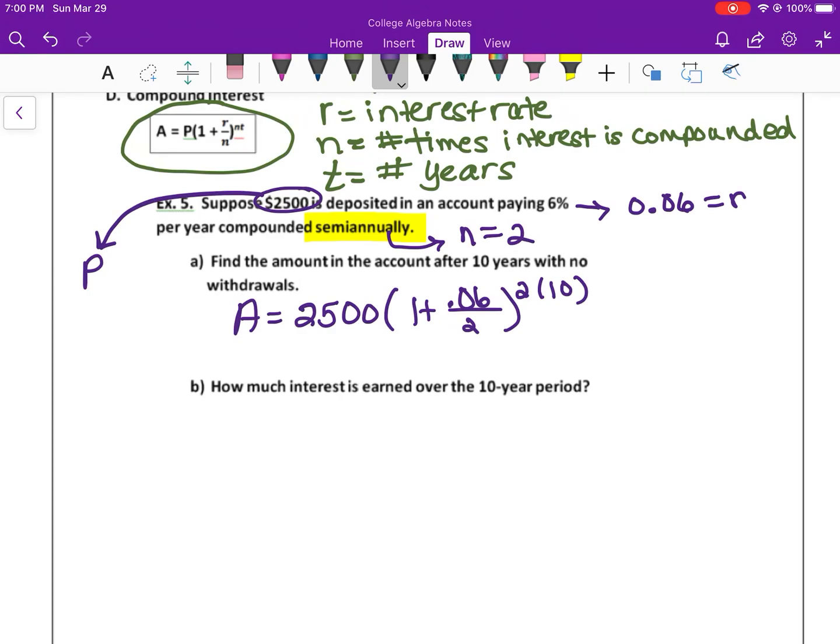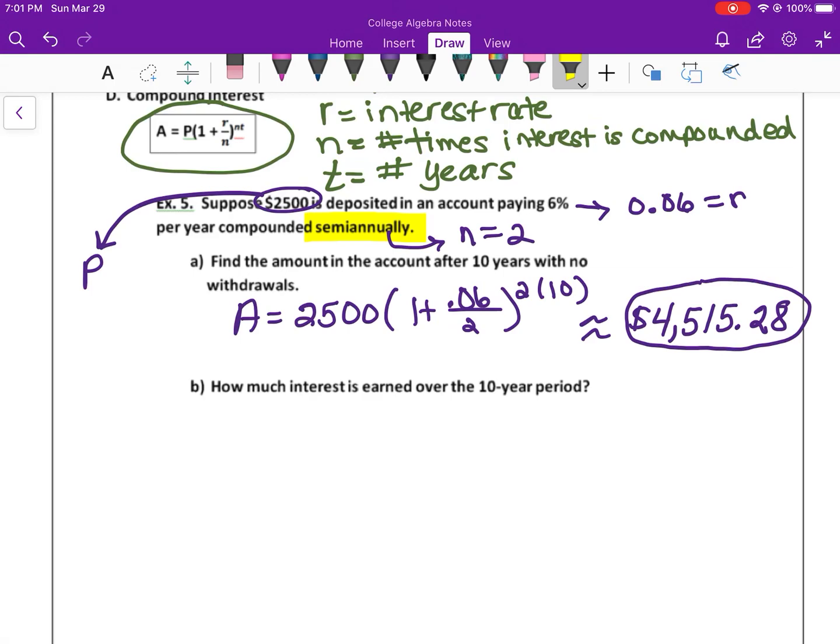2,500 times 1 plus 0.06 divided by 2, caret 20. So you're going to type it in just like you see it. You should get an answer of about $4,515.29. Let me look at that, make sure I've got it in there correctly. Okay, if you don't get that answer, you need to try again with your calculator. It could be that you don't have enough parentheses right here and so forth. But what I'd like for you guys to do is to be able to type that straight into your calculator without taking extra steps.